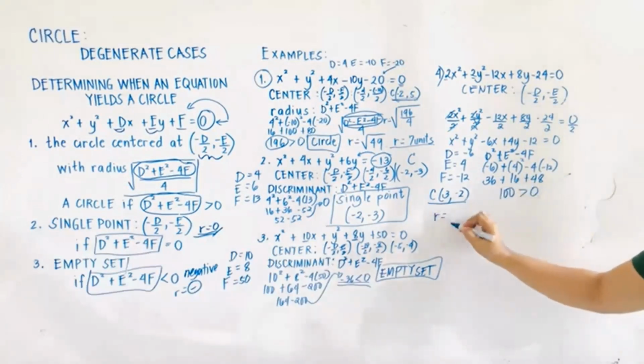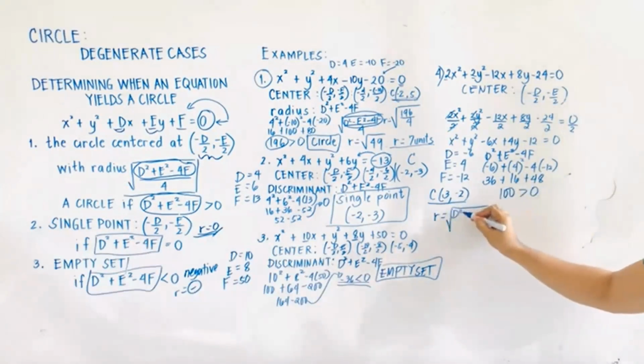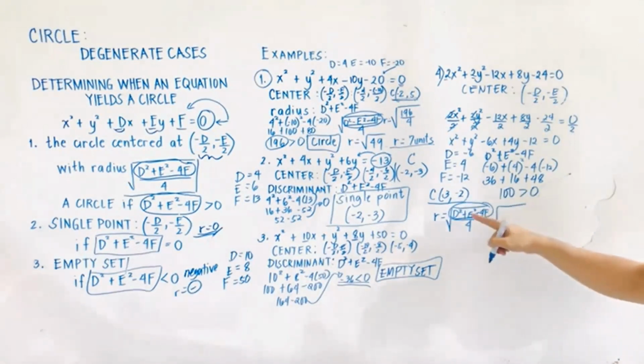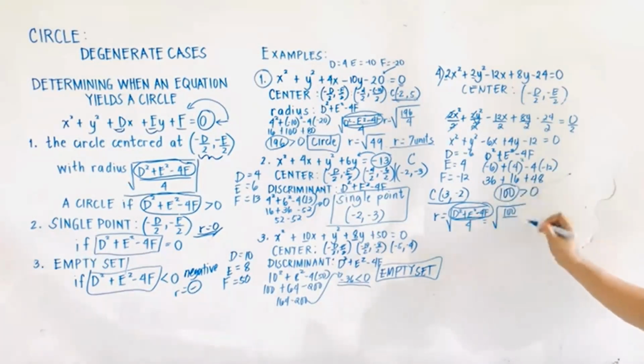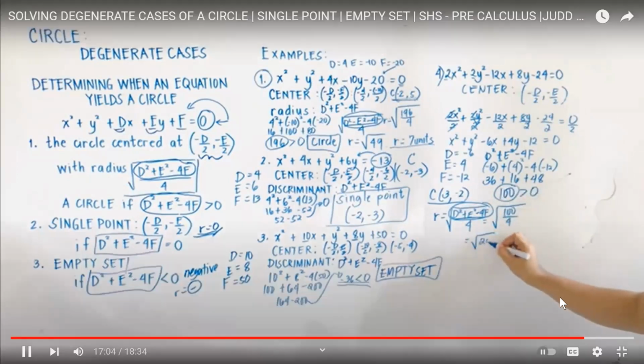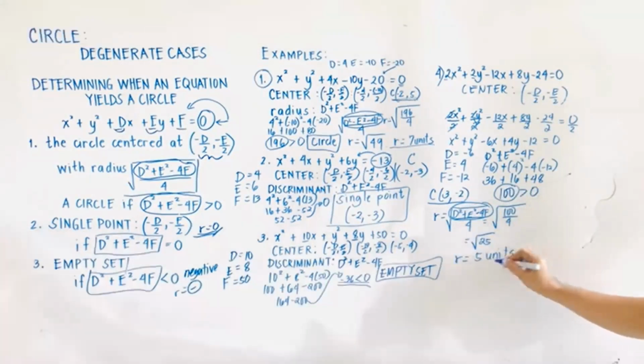Therefore, we are now ready to compute the value of the radius, and that is the square root of d squared plus e squared minus 4f, over 4. Since we are done computing the discriminant d squared plus e squared minus 4f, let us substitute that into our equation. It is 100, so it is equal to the square root of 100 over 4. And the square root of 100 over 4 is just equal to the square root of 25. Therefore, r is equal to 5 units.